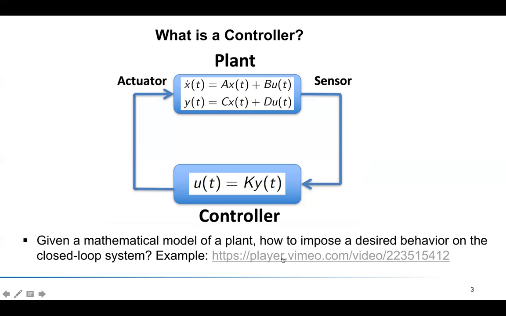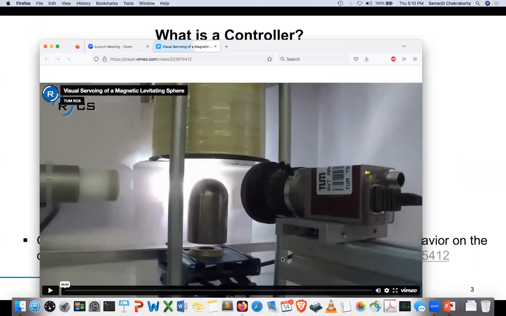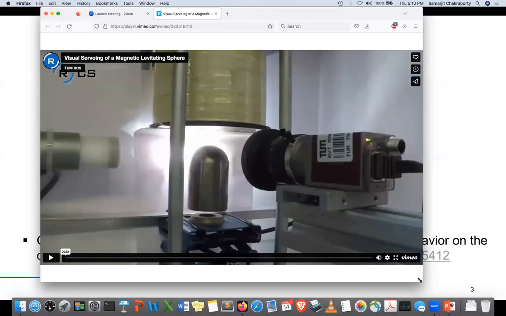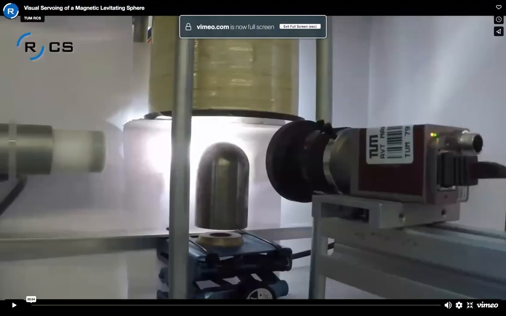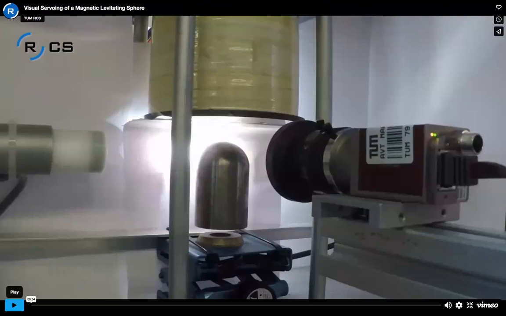Now, I would like to show you an example at this point. And this is a setup that we had built earlier. Can you see the screen? So I'll switch on this video. Now, essentially what you see here is a magnetic levitating ball. And our goal, the behavior that we would like to impose on this, is that we would like this ball to levitate in the air.